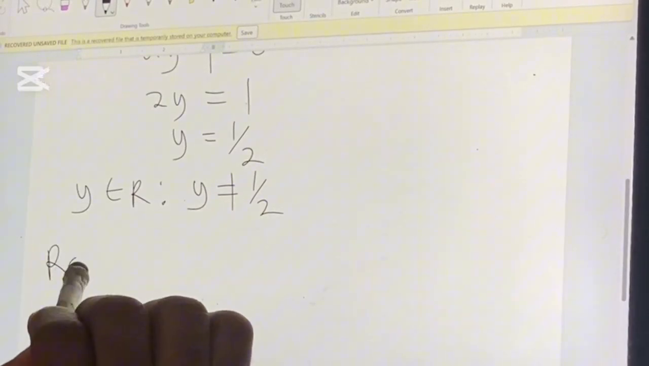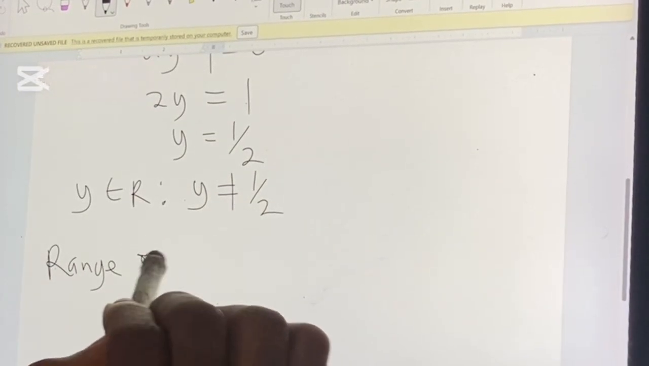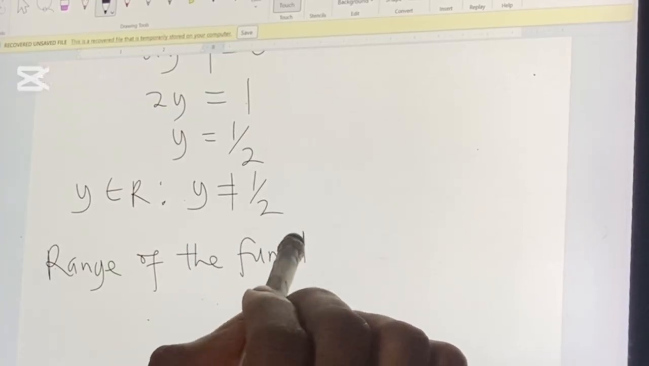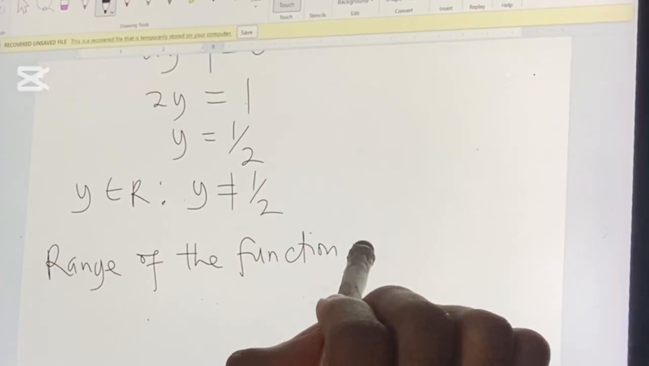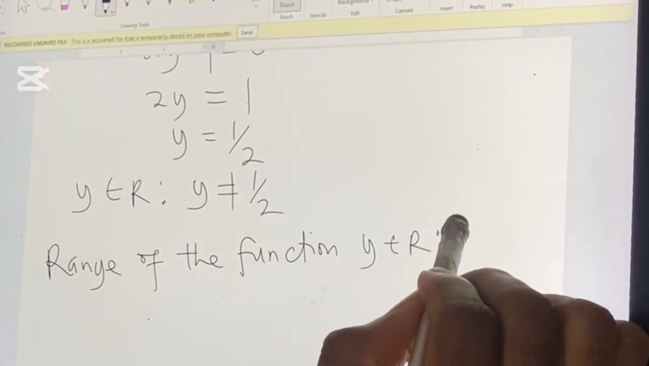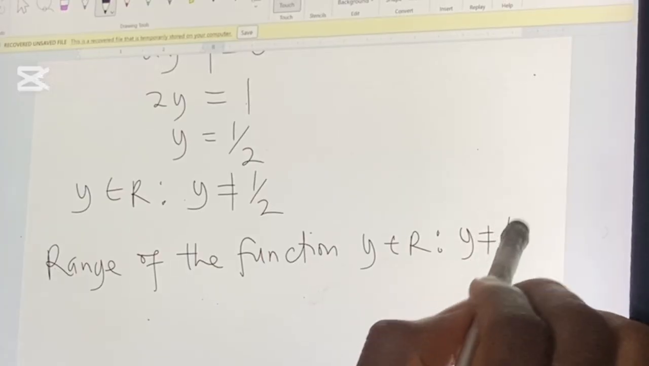So the range of the function is y is an element of all real numbers such that y is not equal to 1 over 2.